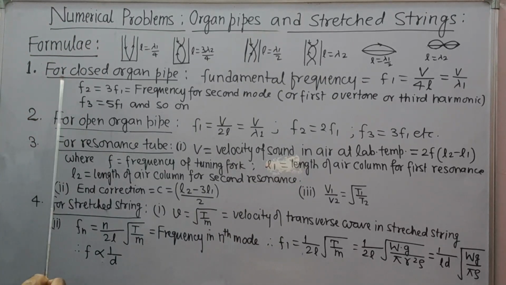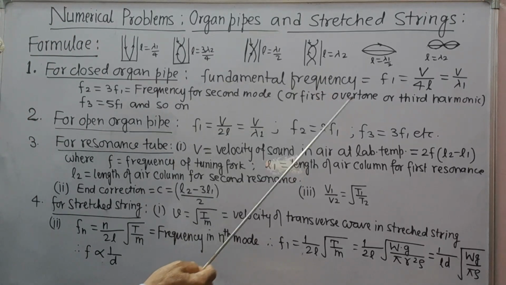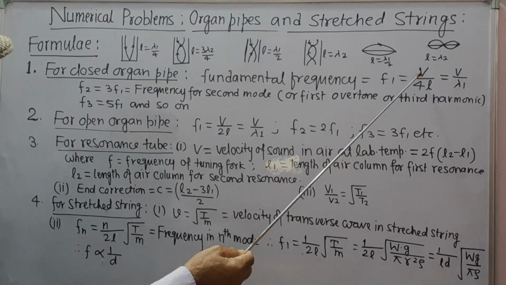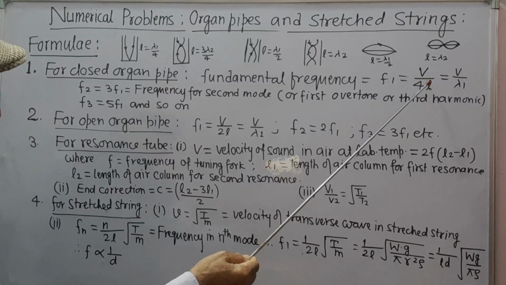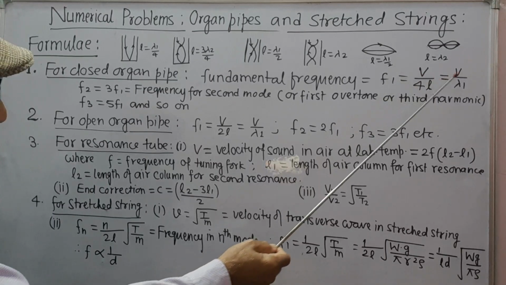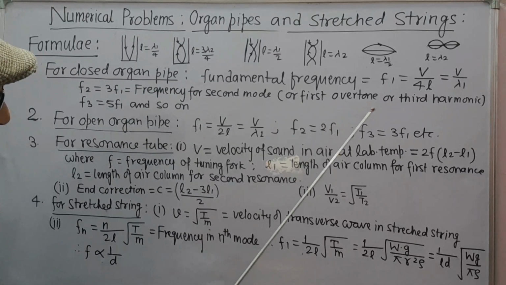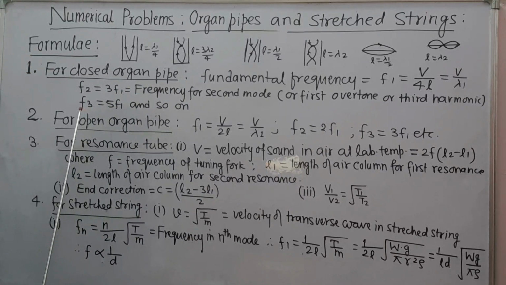First formula, for closed organ pipe, fundamental frequency F1 is equal to v upon 4L, where v is the velocity of sound in air and L is its length, which is v upon lambda 1. And F2 is equal to 3 F1, which is the frequency of second mode or first overtone or third harmonic. Similarly, F3 is equal to 5 F1 and so on.